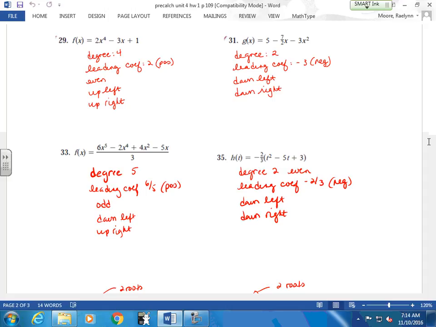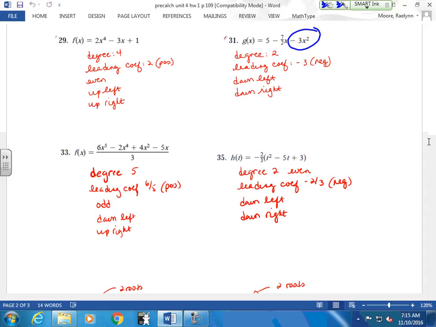This guy, watch for the highest exponent. That's this one. So the highest exponent is a square, squaring function. Leading coefficient is negative. So both sides are down. Down on the left, down on the right.